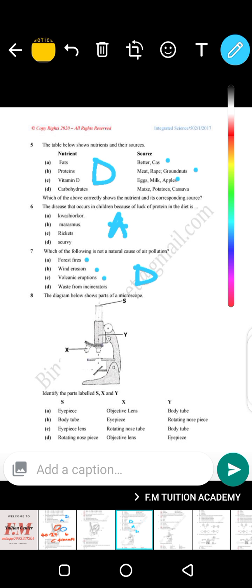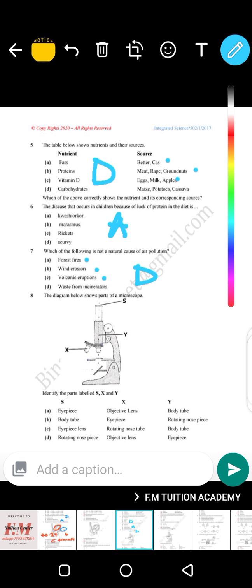They want one that is not natural. So forest fires, natural. It starts naturally. Wind erosion starts naturally. Volcanic eruptions. I've seen volcanoes in movies. You see, they just start on their own. They're not man-made. Okay, question 8.